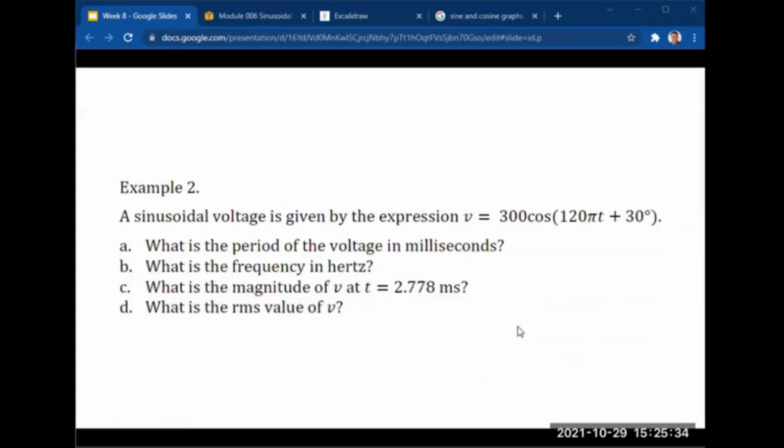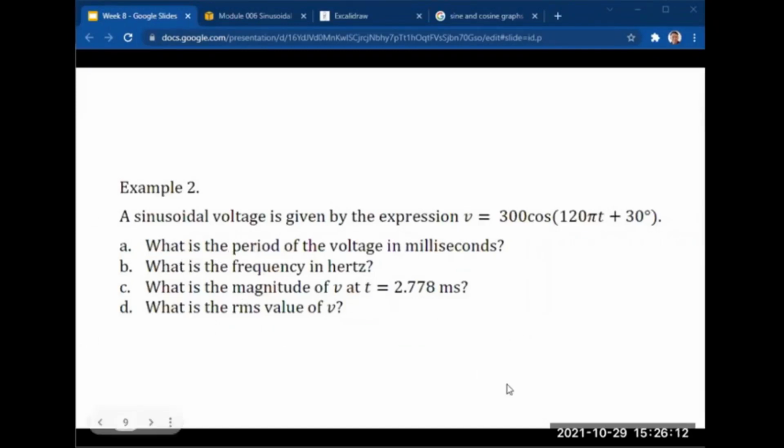A sinusoidal voltage is given by the expression V is equal to 300 cosine (120 pi t plus 30 degrees). Letter A, what is the period of the voltage in milliseconds? Letter B, what is the frequency in hertz? Letter C, what is the magnitude of V at 2.778 milliseconds? And letter D, what is the RMS value of V? Okay, so let's solve this one.